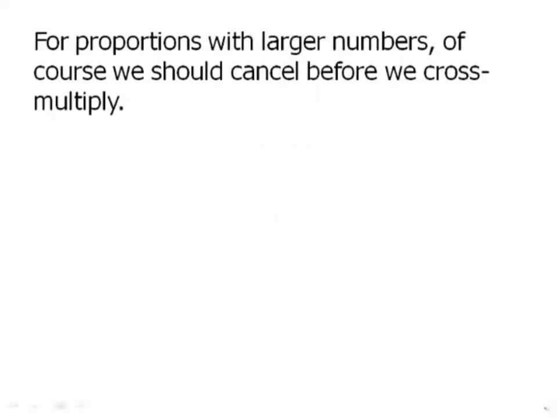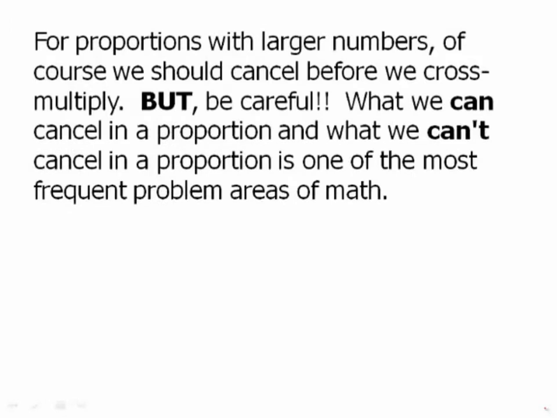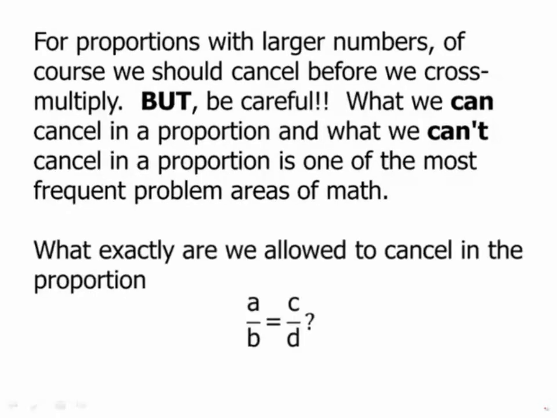For proportions with larger numbers, of course, we should cancel before we cross multiply. But be careful. What we can cancel in a proportion and what we can't cancel in a proportion is one of the most frequent problem areas of mathematics. So we're going to be very clear about this. What exactly are we allowed to cancel in the proportion a over b equals c over d?